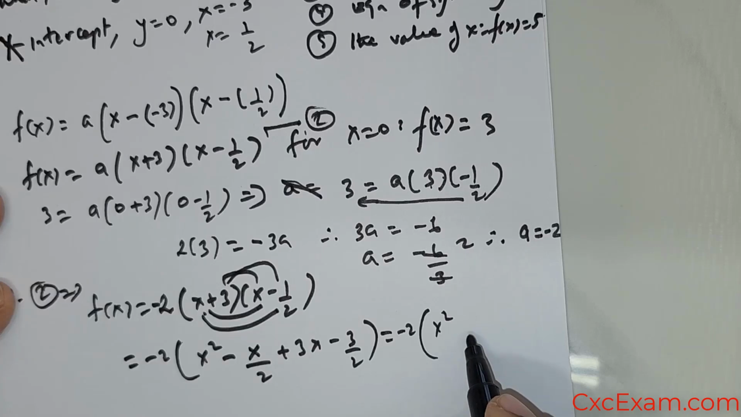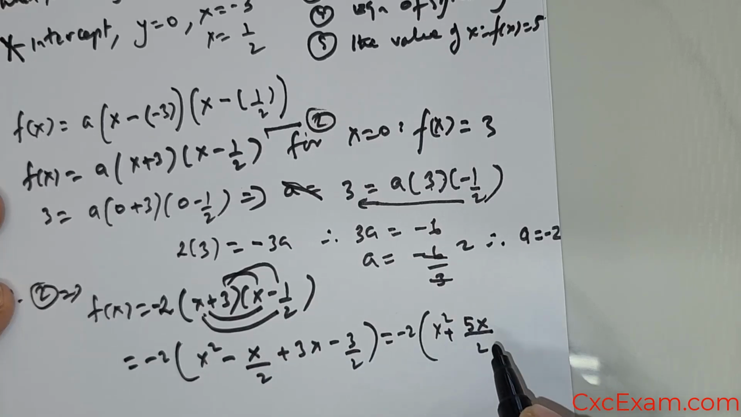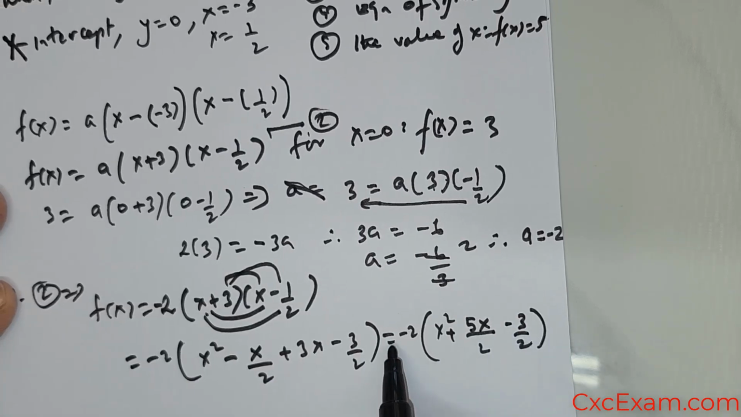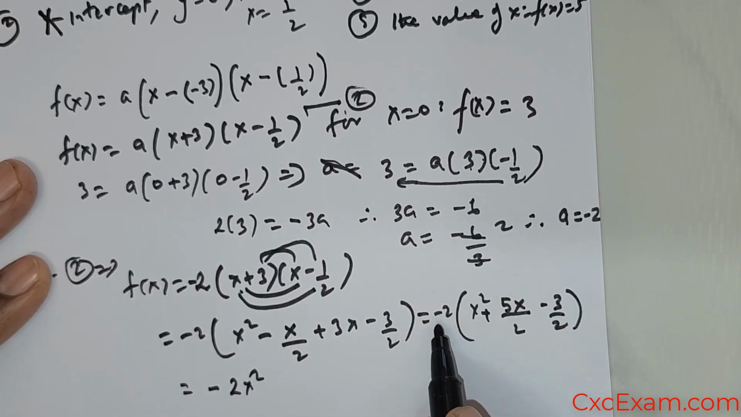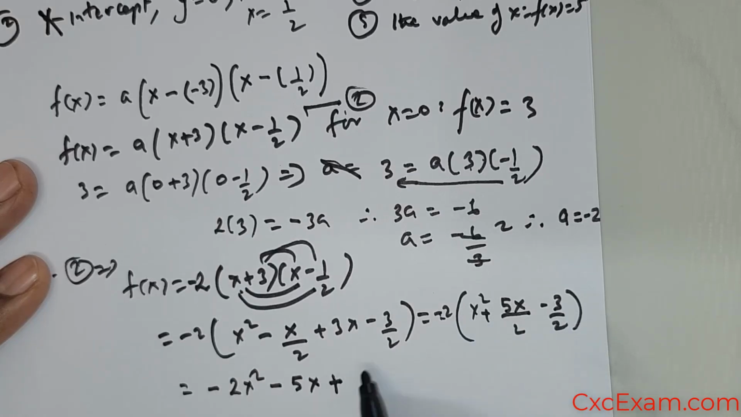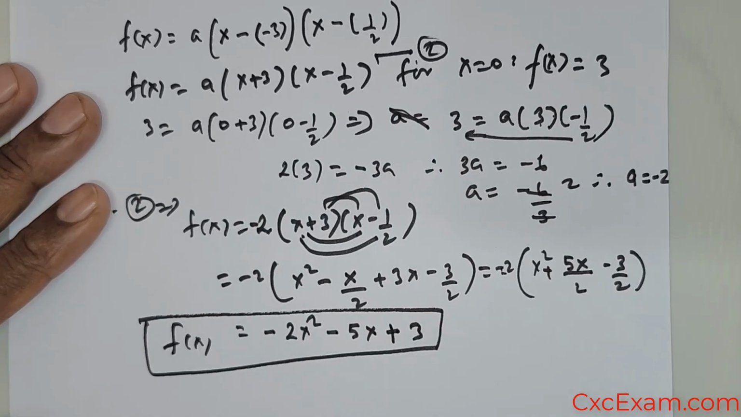Now the LCM is going to be 2 there. So 2 times 3 is 6. 6x minus x, that's going to be positive 5 times x. And then you have negative 3 over 2 there. Now you distribute -2. What do you get? You get negative 2 times x squared, followed by negative 5 times x, because 2 gets cancelled. Negative negative positive, 2 and 2 get cancelled, you get 3. So this is the equation of the graph.